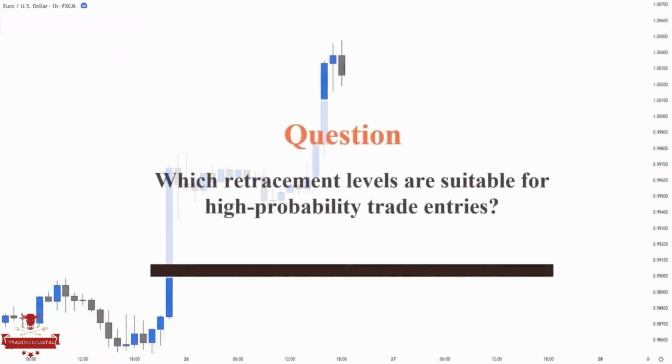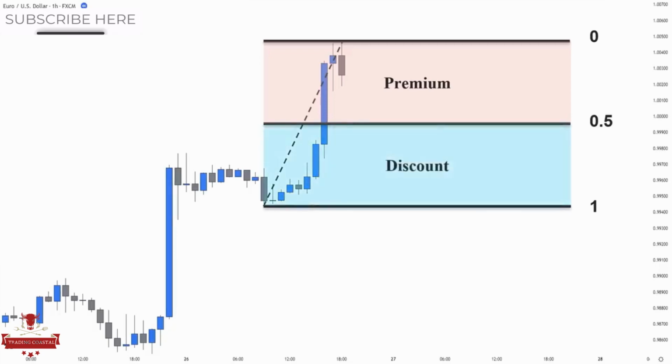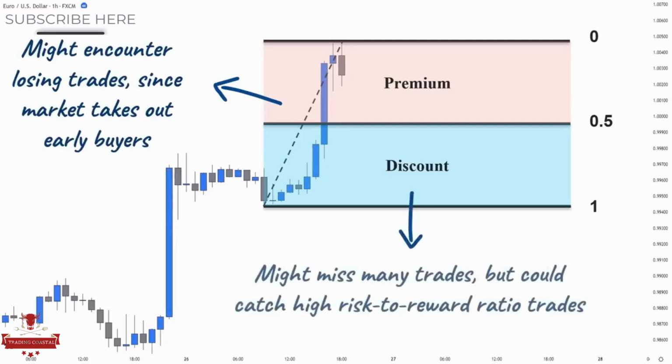Now the question is, which retracement levels are suitable for high probability trade entries? To answer this question, we divide the possible pullback range into two parts. The area above the 50% retracement level is called the premium, and the area below is called the discount zone in the bullish scenario. Now, trying to buy the asset in the premium area could make you lose many trades since the market often loves to take out early buyers and benefit from liquidity. On the other hand, looking to buy in the discounted area might make you miss many trades in a strongly trending market. But it could lead to high risk-to-reward ratio trades. Remember, the same concept applies to the bearish scenario.